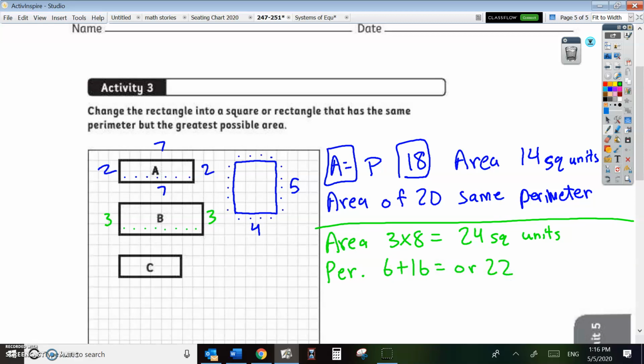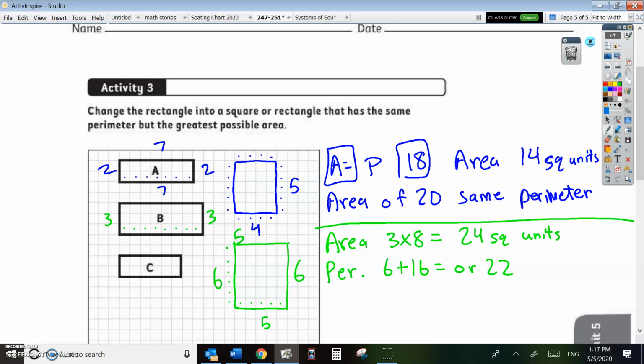So let's create a shape that has the same perimeter, but a larger area. So we'll do 1, 2, 3, 4, 5, 6. 6 plus 6 is 12. So we know we have 12 for our perimeter already. So if we have 5 here, and 5 here, we've got 6 by 5. That will not give us the same perimeter. So I need to decrease the size just a little bit.